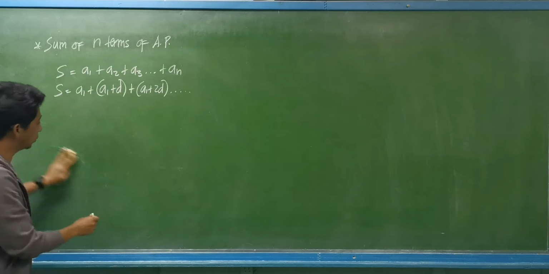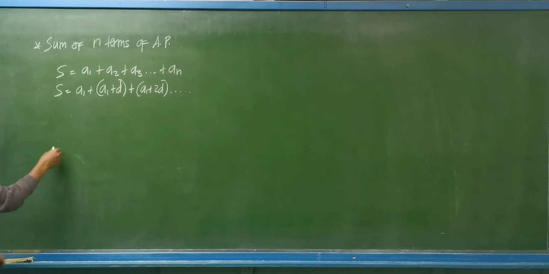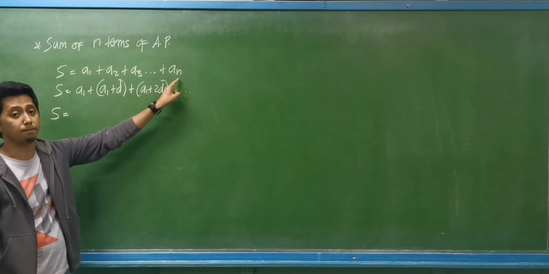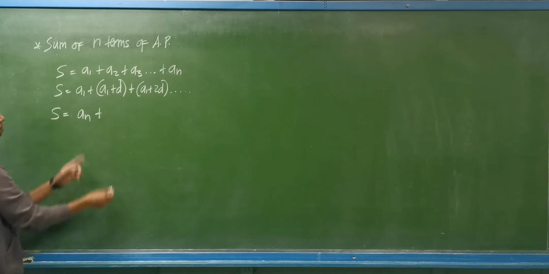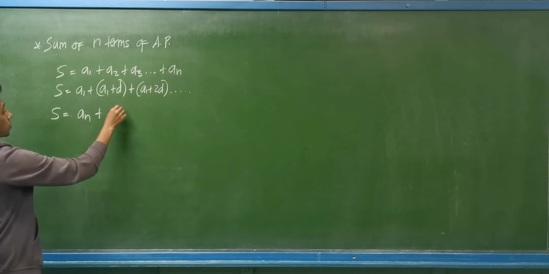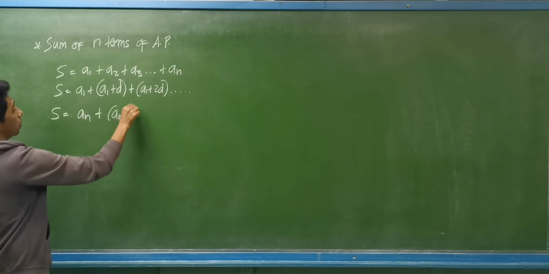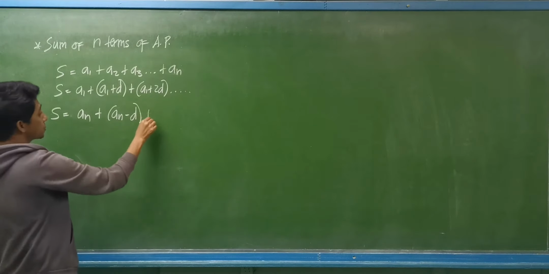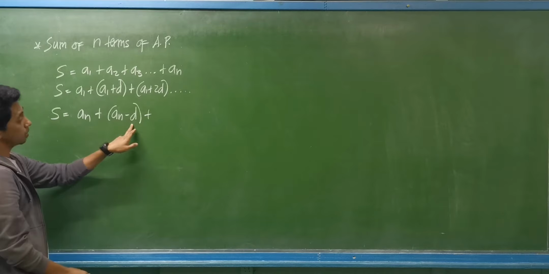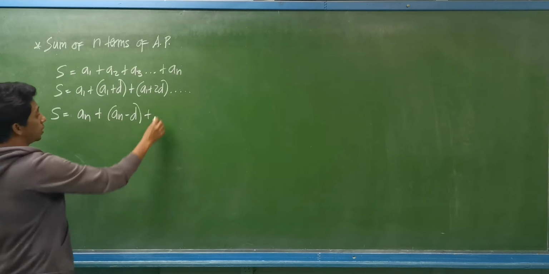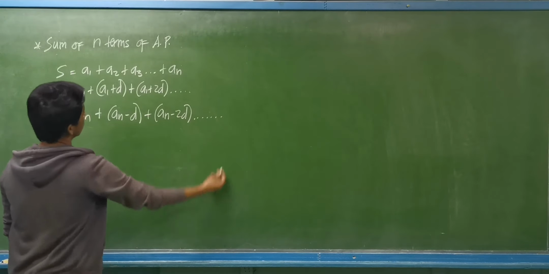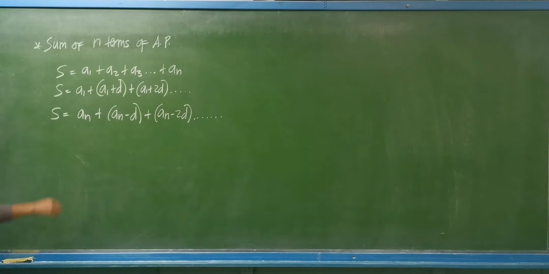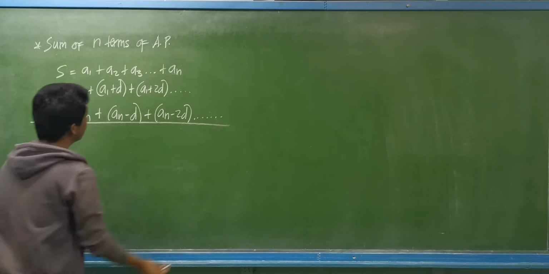How about if we do it in a decreasing way? What if we start on a sub n? So we have a sub n in a decreasing manner. What is the term before a sub n? That is a sub n minus the common difference, plus the term before that, which is the last term minus twice the common difference, and so on. So from these two equations, we are to determine the sum.